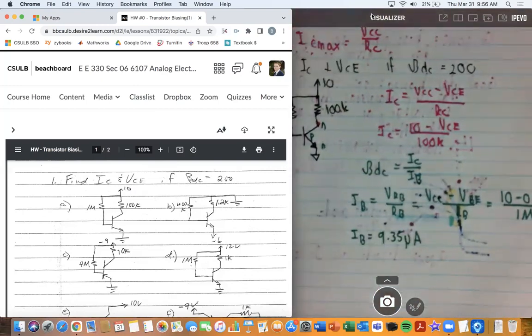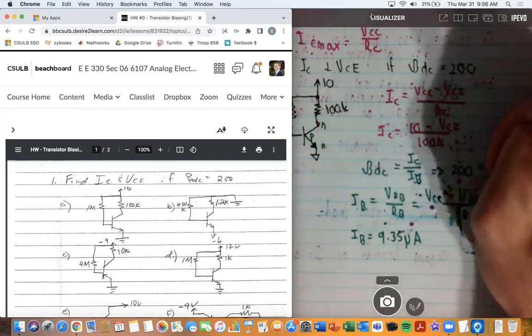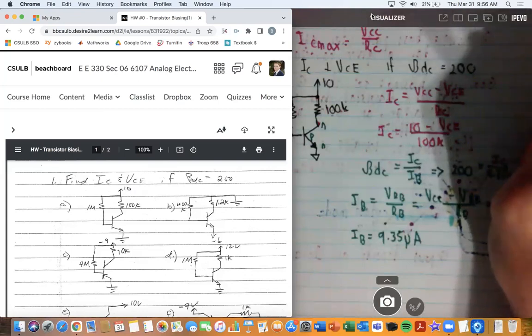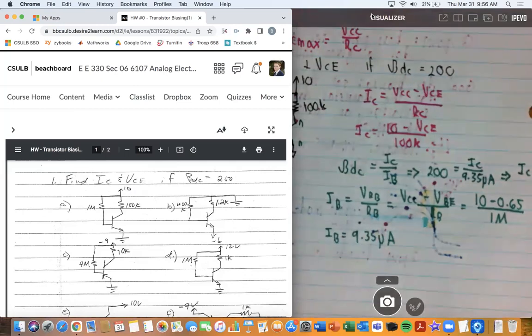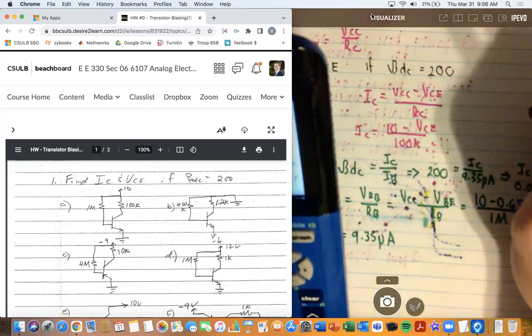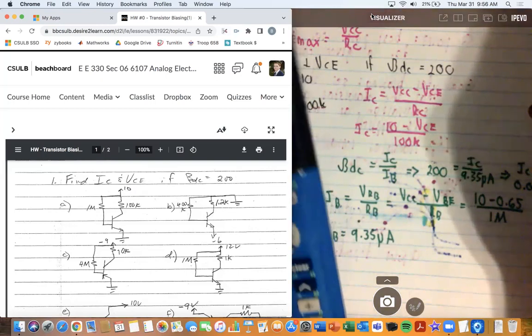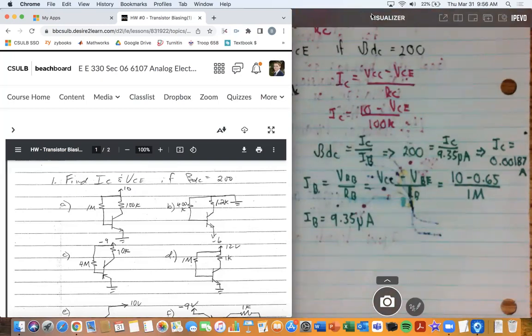Now that I got IB and I know beta DC, I'm going to rewrite this. So it'll be 200 is equal to IC all over 9.35 microamps. Solve for IC, you should get IC is equal to 0.00187 amps. So we know IC here is going to be given by this value. Which, okay, that's great. Now we know IC, what it should be within this transistor.